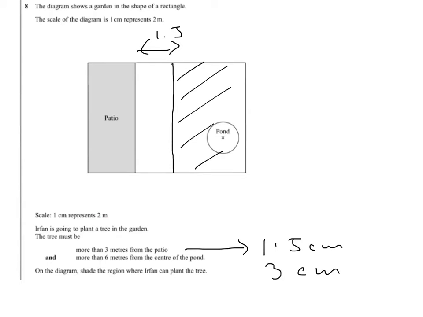Now the second condition is I've got to be more than 6 metres from the centre of the pond, so I've got to draw a circle that is a 3 centimetre radius representing 6 metres in the diagram. So that's going to look something like that. So I've got to be more than 6 metres, which is 3 centimetres in the diagram.